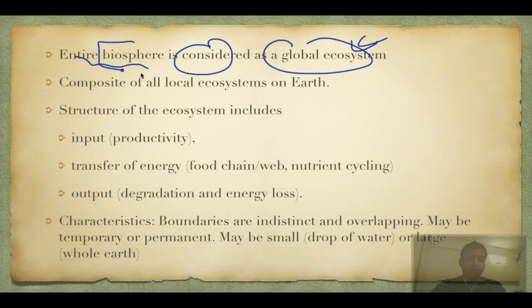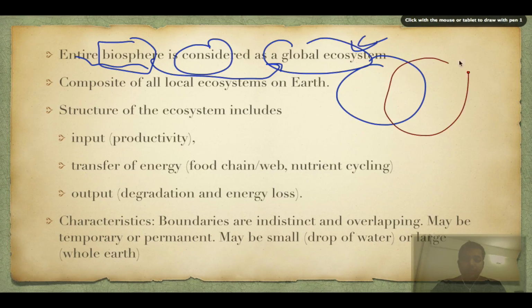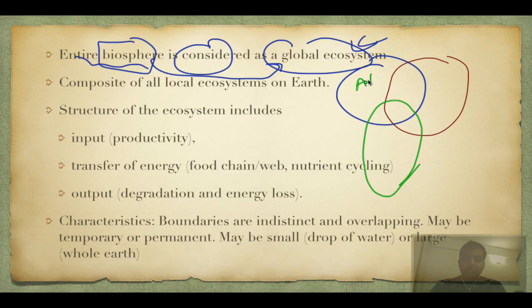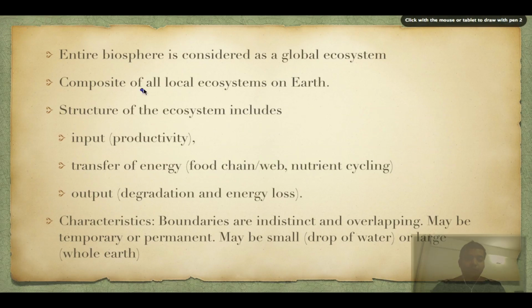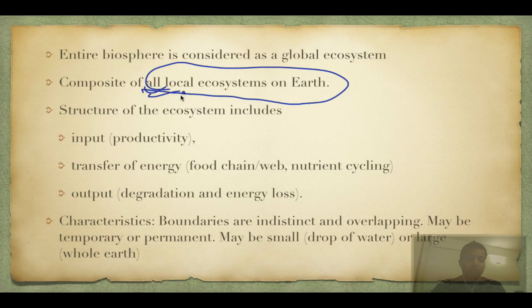What is a biosphere? Biosphere is the sum total of all the global ecosystems. So this is the atmosphere, this is the lithosphere, this is the hydrosphere, that is air, earth and water. So this portion where all three meet, where life originates, this is the biosphere. It is a composite of all the local ecosystems on the earth.